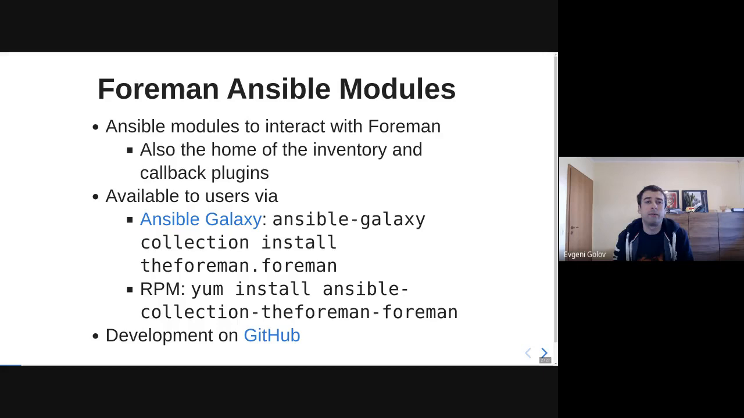The collection is available from Ansible Galaxy as any other collection. You can install it today using the Ansible Galaxy CLI. As we also provide an RPM, users that cannot reach out to Galaxy because they're in a closed environment, or do not want to reach out to Galaxy for some reason, can just go and yum install. The result will be the very same. You will end up having the modules on your disk and your Ansible will pick them up and you can use them.